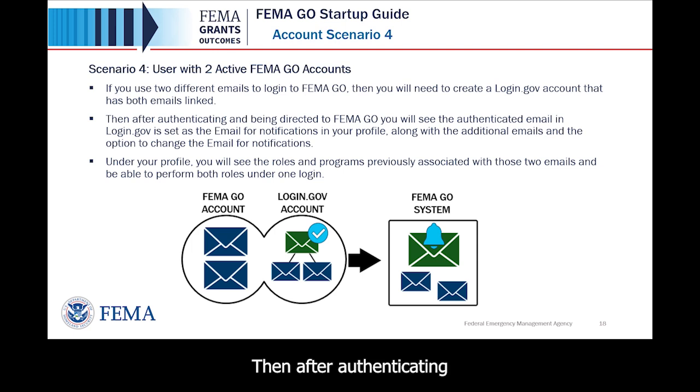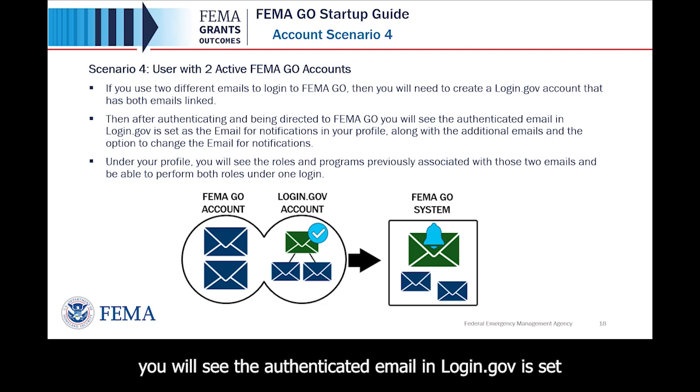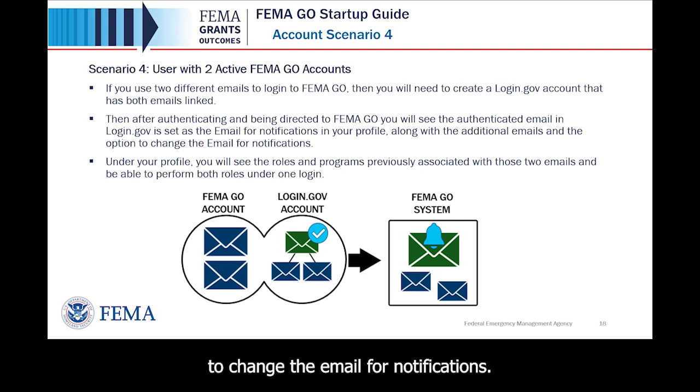Then, after authenticating and being directed to FEMA Go, you will see the authenticated email in login.gov is set as the email for notifications in your profile, along with the additional email and the option to change the email for notifications. Additionally, under your profile in FEMA Go, you will see the roles and programs previously associated with those two emails and be able to perform both roles under one login.